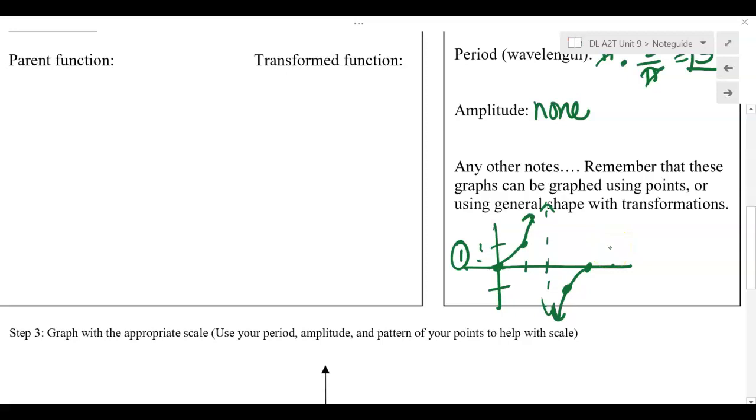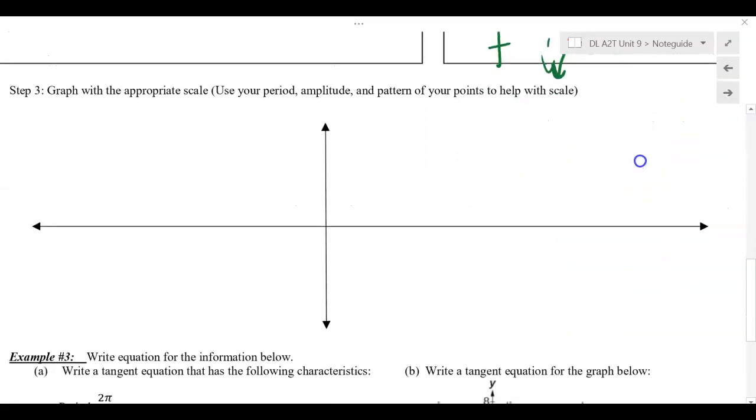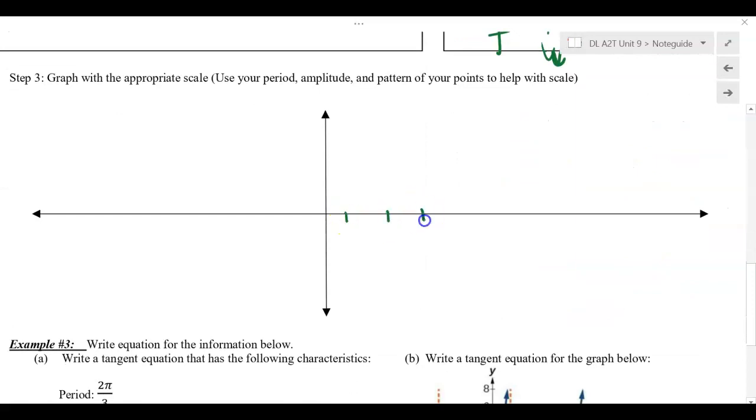And there's no horizontal shift and there's no reflection, so I don't expect a different starting point or a different sequence of points. I basically expect this exact same thing, except instead of this being pi, I expect it to be 3 because the period's now 3. So I expect the fourth mark on that x-axis to be 3. Because there's no change in amplitude, I'm still going to expect those values about the same.